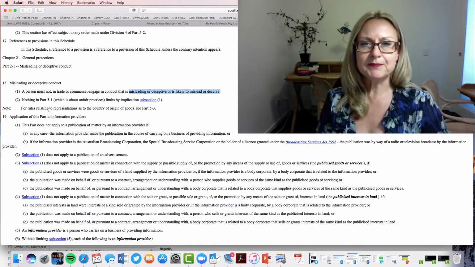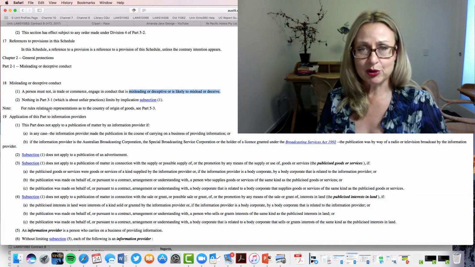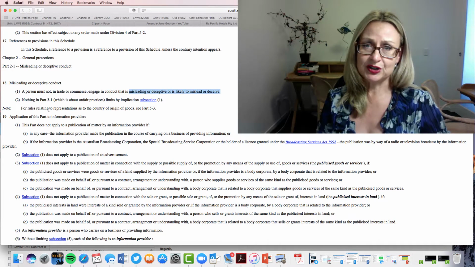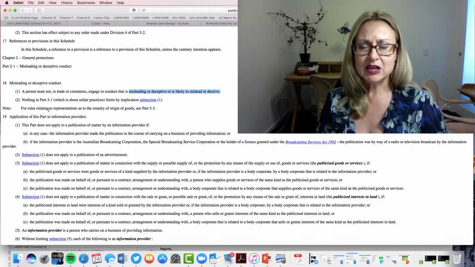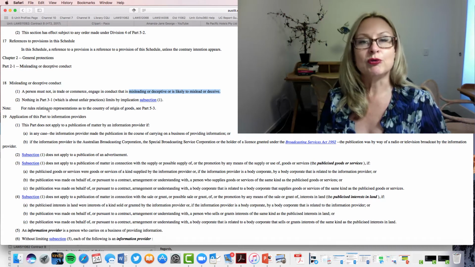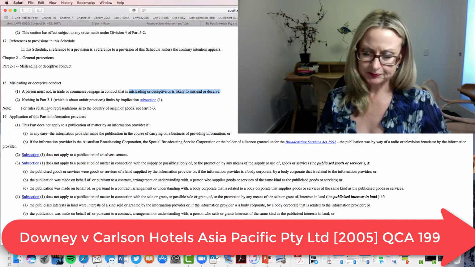However, if the misstatement is not directed, generally speaking, to a class of persons, but is directed to a specific person, then the appropriate test there is going to be, what would the reasonable person standing in the shoes of the targeted person, what would they think? Would they be misled? Would they have been led into error? If so, then the conduct will fall within the ambit of the legislation. And that was according to a case called Downey and Carlson Hotels.